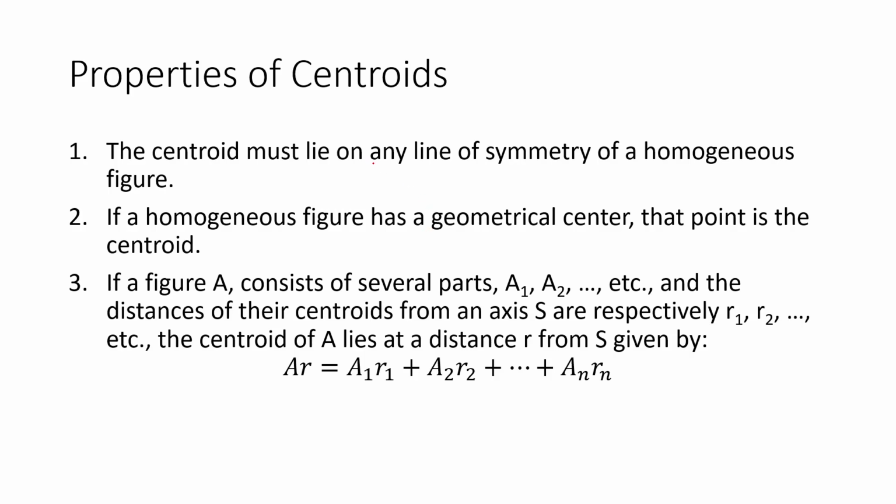Okay, so properties of centroids. Centroids must lie on any line of symmetry of a homogeneous figure. Most likely we're going to be solving figures having homogeneous properties. For example, when we go to material, it's purely metal, purely copper, purely bronze. If it's non-homogeneous, it might need some advanced calculations in determining the centroid of the material. So the geometrical center is the centroid.